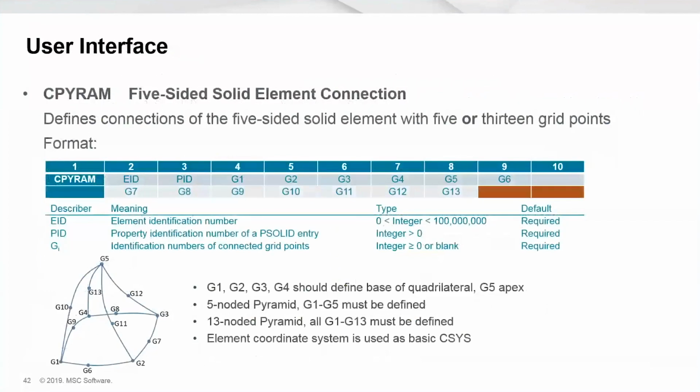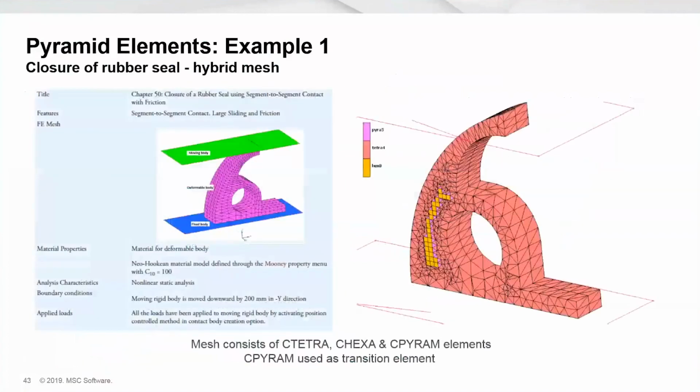What does the user interface look like? Very similar to how our other solid elements are used. The connectivity entry is used, and for a 5-noded element, G1 to G5 must be specified, and for 13-noded, similarly, we must specify all 13 grid points. The element coordinate system is under the basic coordinate system, similar to other element types.